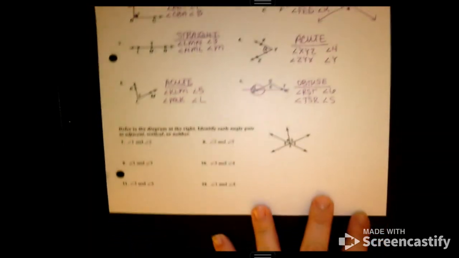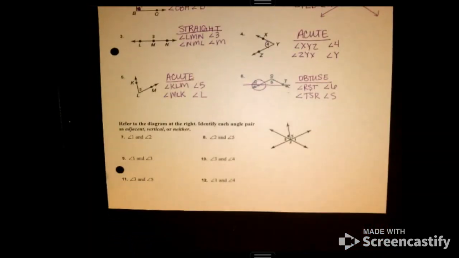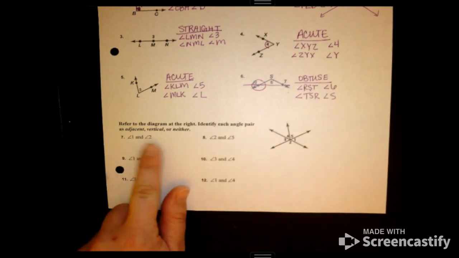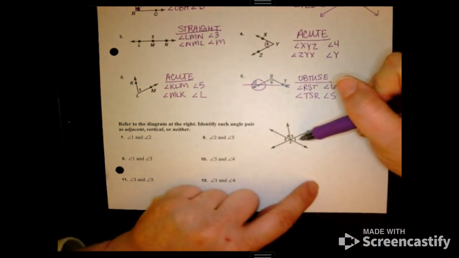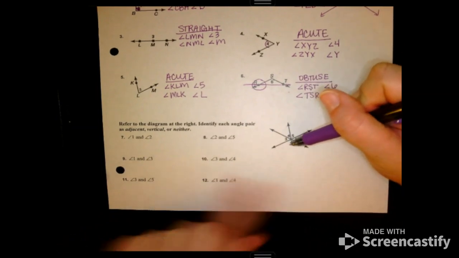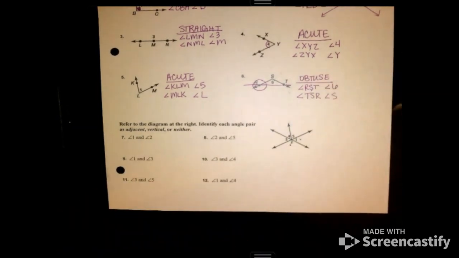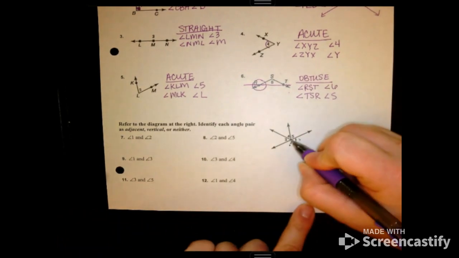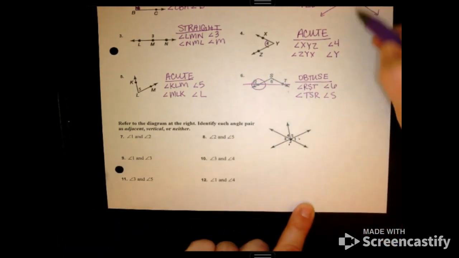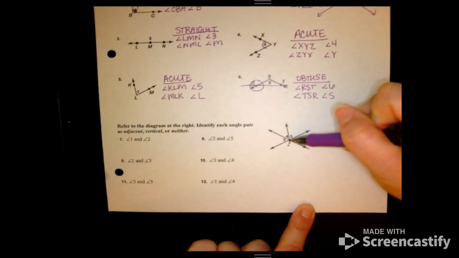Here is where some overthinking started to happen. Remember, adjacent angles share a common vertex and they share a ray. Vertical angles are opposite each other. So it wants us to look at angle 1 and angle 2. Are they adjacent, vertical, or neither? Adjacent. Remember, they share that common ray, and then they have that same vertex.